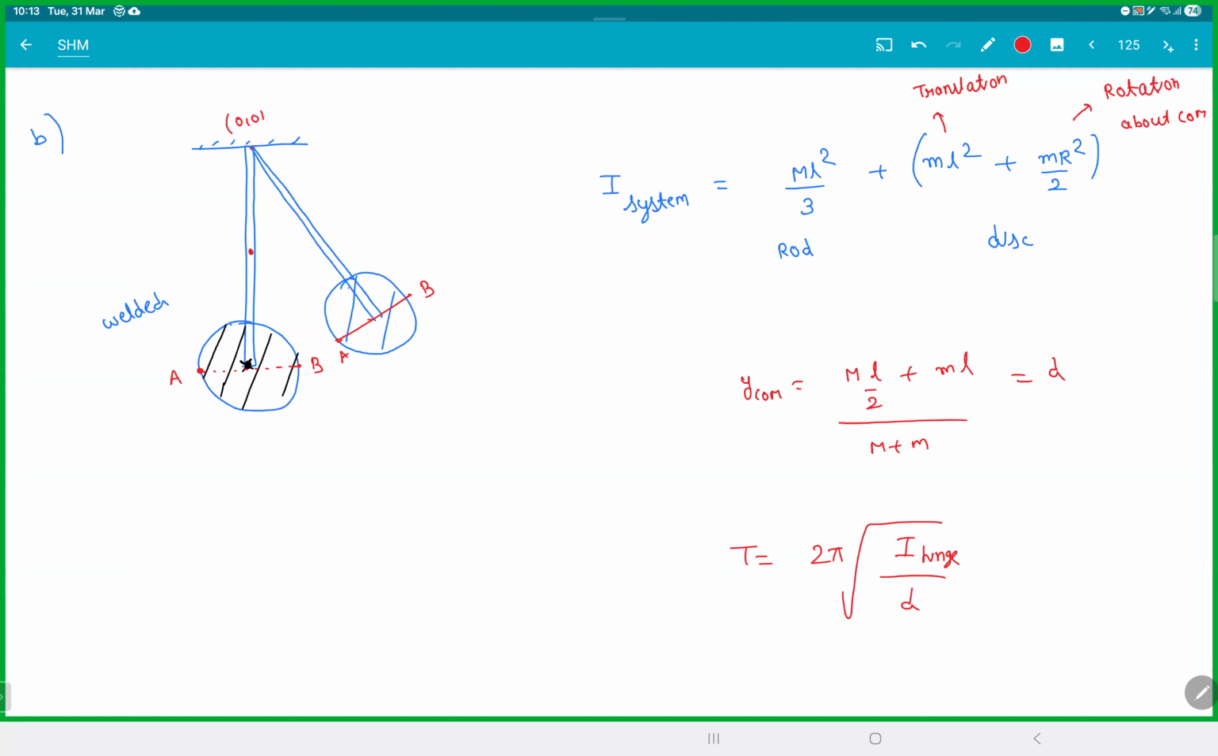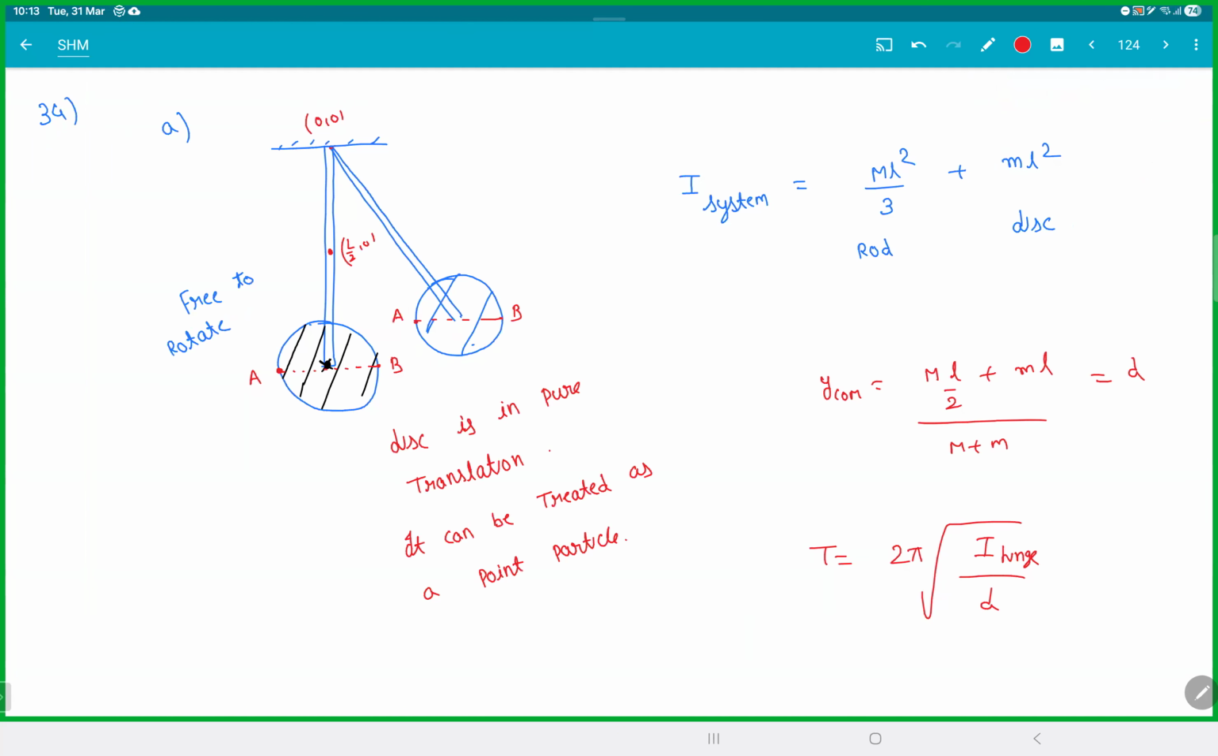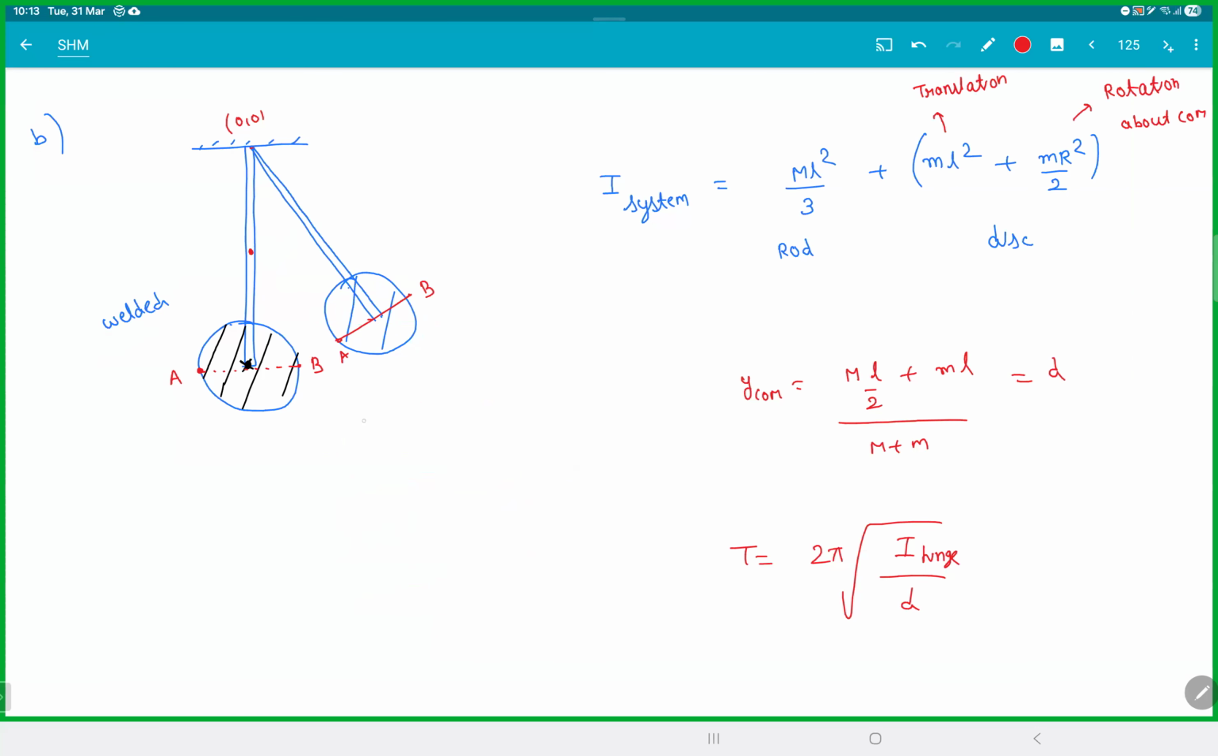All clear with this question? These are the kind of questions they'll ask in advance. They're not too tough, but if you don't have an idea about the translation and rotation, that if you don't realize in this scenario it is a pure translation and this is a pure rotation, you're gone.